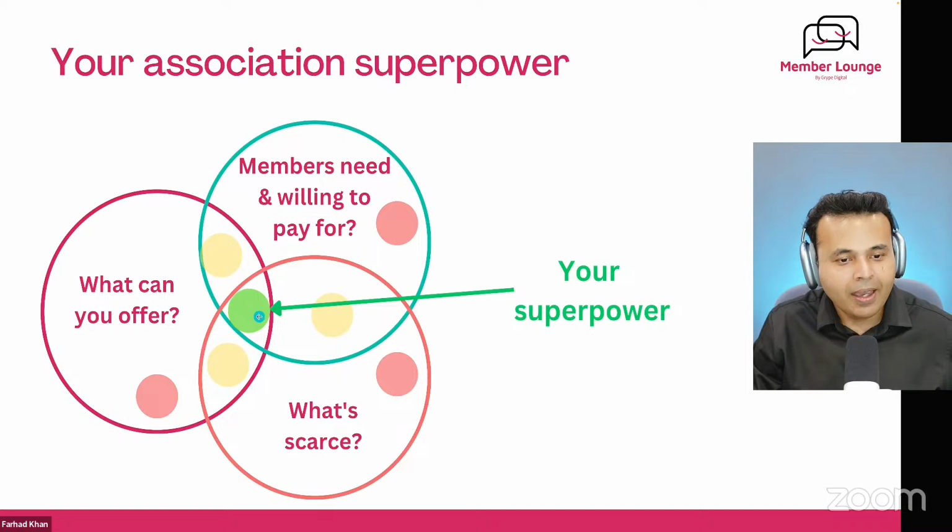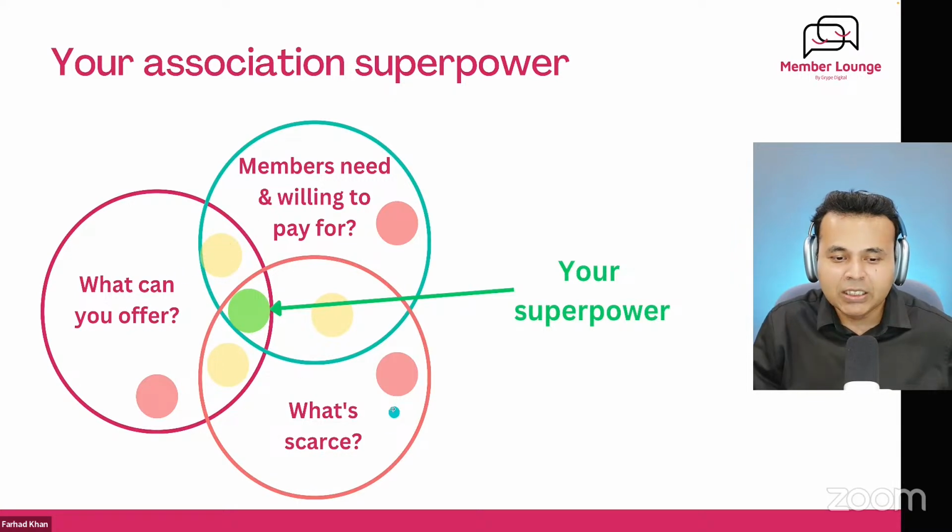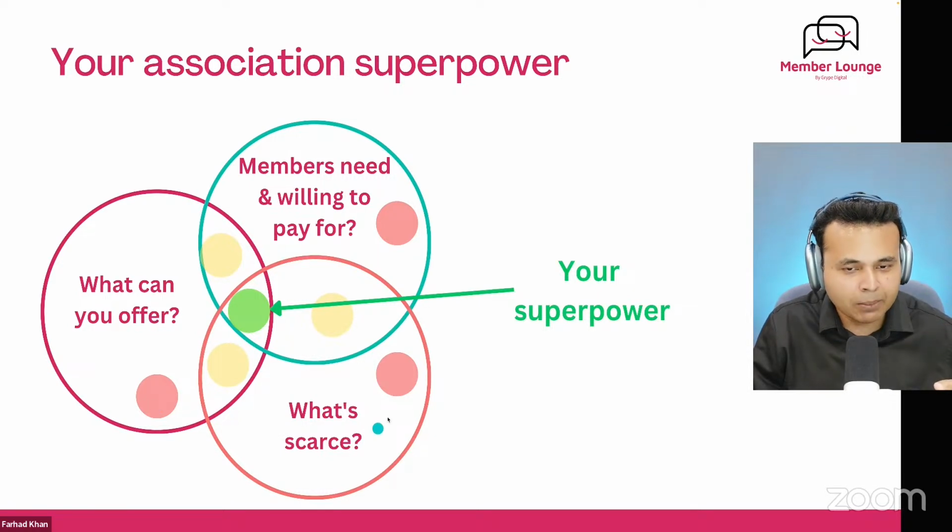They're here, right? And the things that are not working as well will fall either in the red zone or in the yellow zone. So for example, this is a yellow zone where two circles are intersecting. Members are willing to pay for it, and you can offer it, but maybe this is not scarce, right? So then some people will buy it, some people will not. And then the others will be in the red zone. The red zones are things that you should avoid completely. So if your service falls in one of the red zones, something you can offer but it is not scarce and members don't need it, then remove the service altogether, right?